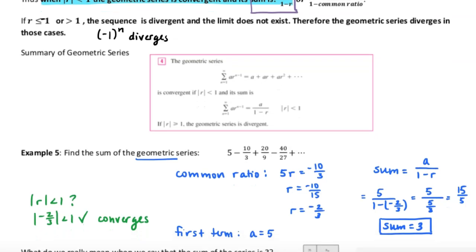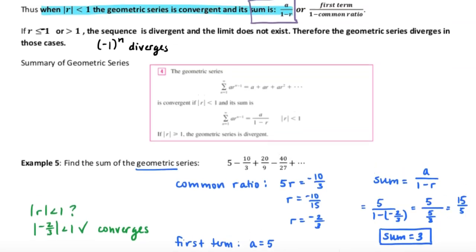All right. Now be very careful with this. If I find the sum to be a constant, but my r is greater than 1, then it's going to give me the false impression that this is convergent. This is only true if I've already found that the absolute value of r is less than 1. Only if this is true.